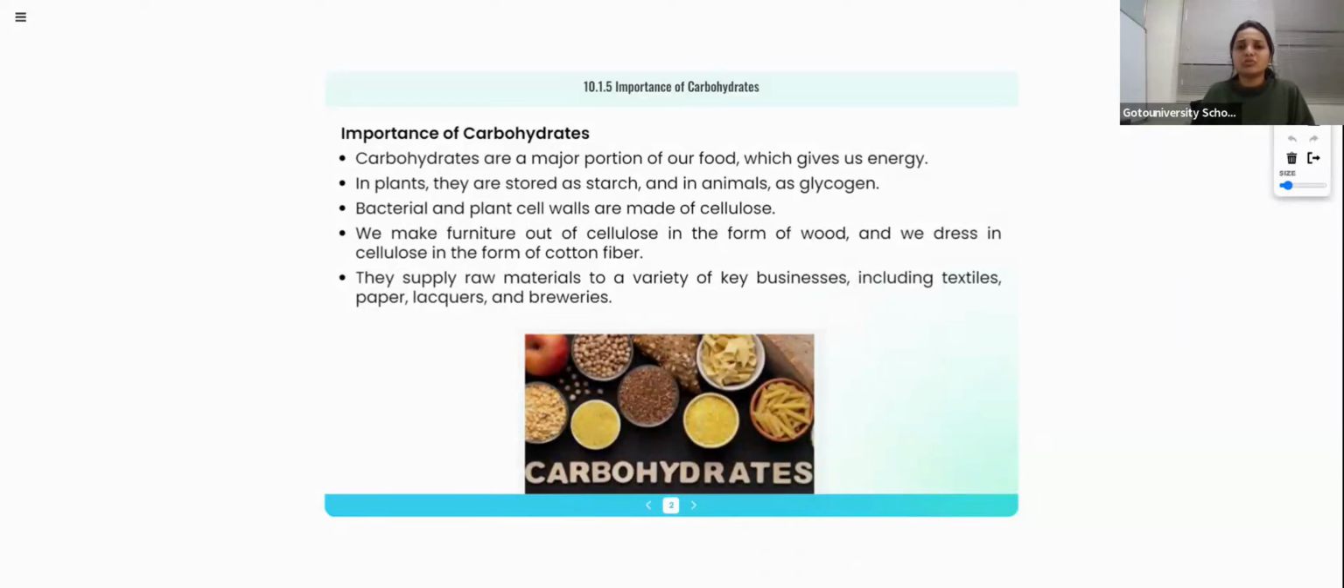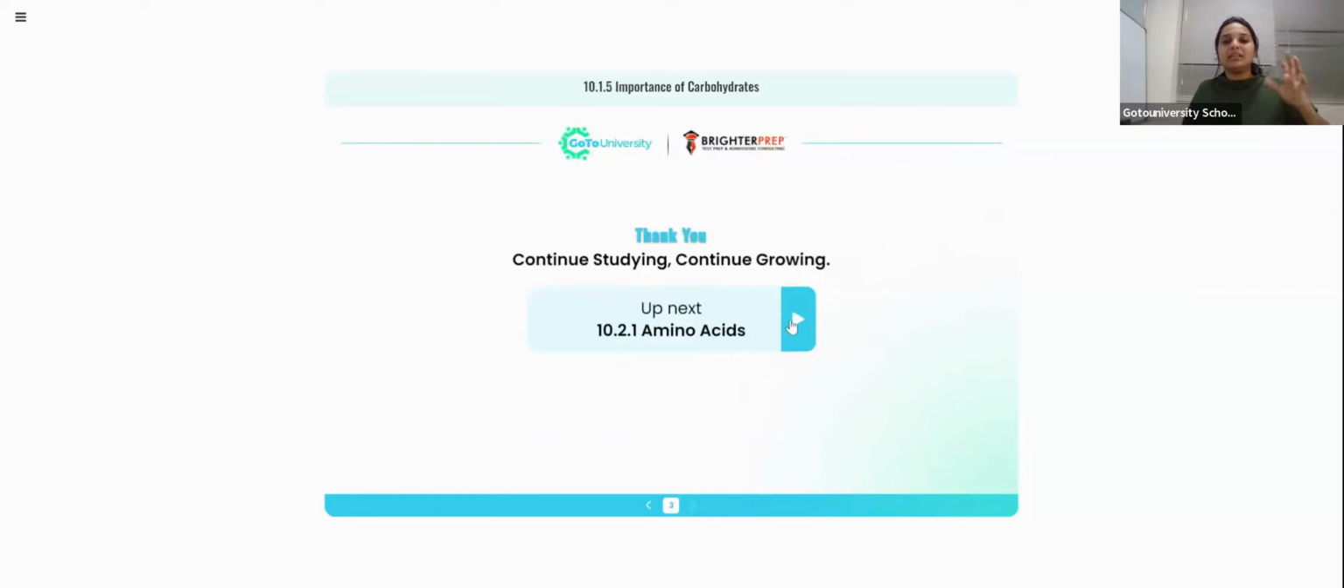Carbohydrates are a major portion of our food which gives us energy. That we know. In plants, they are stored as starch. In animals, they are stored as glycogen. Bacteria and plant cell walls are made up of cellulose. This one also we know, right? We make furniture out of the cellulose in the form of wood, because wood contains a higher amount of carbohydrates. They supply raw materials to a variety of key businesses, including textiles and paper. Because paper is made from wood pulp. This is carbohydrate. So carbohydrates have very much importance in different fields.